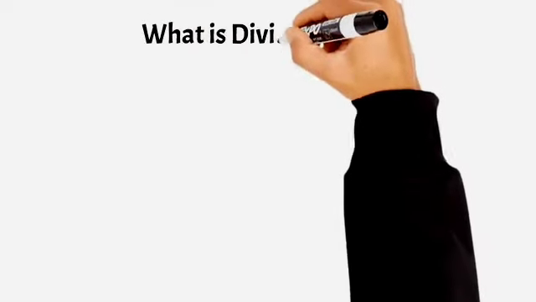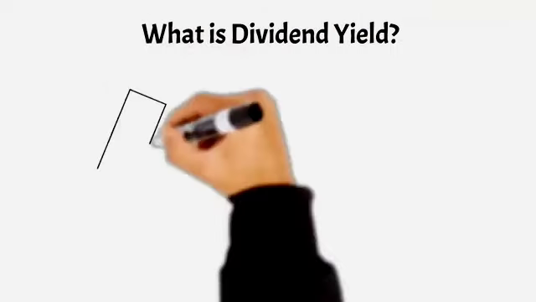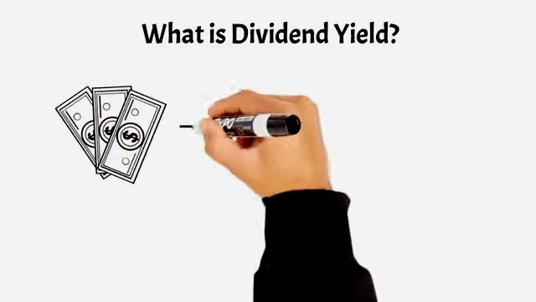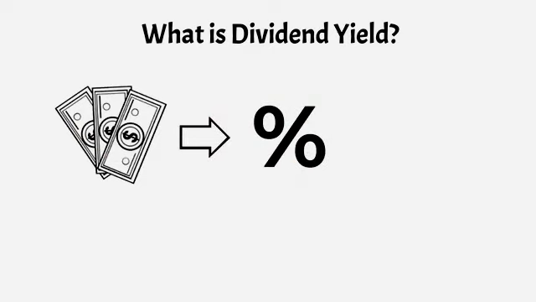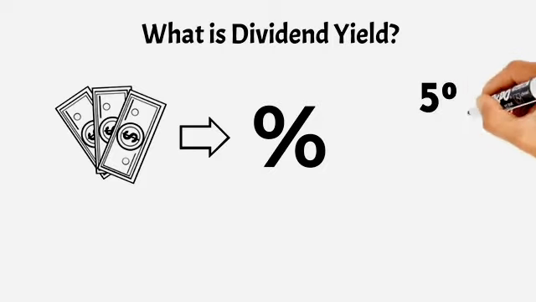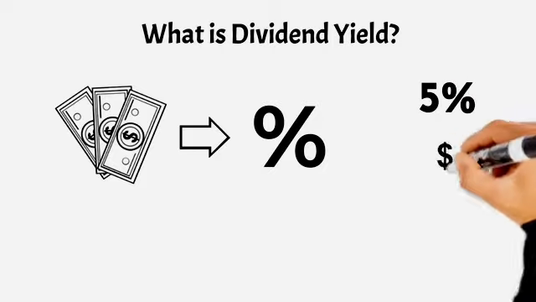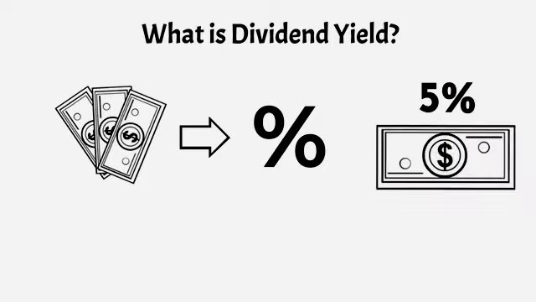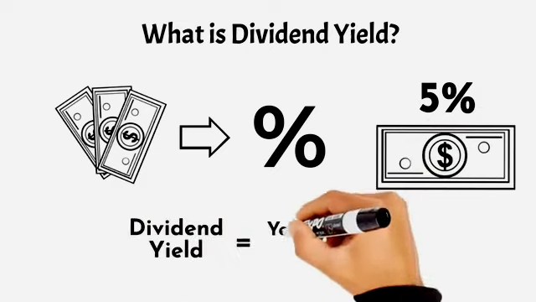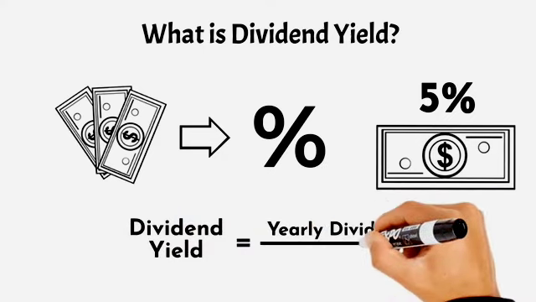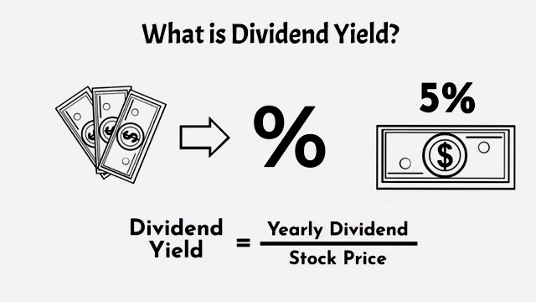What is dividend yield? The dividend yield is the yearly dividend amount expressed as a percentage. It tells you, on a percentage basis, how much you will make in dividend payments over the course of a year. For example, if a stock has a dividend yield of 5%, that means you will receive 5% of your original investment back as dividend payments over 1 year's time. To calculate the dividend yield, you would take the current dividend amount and divide by the stock's current price.